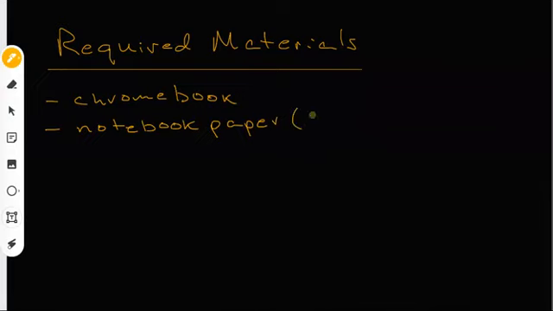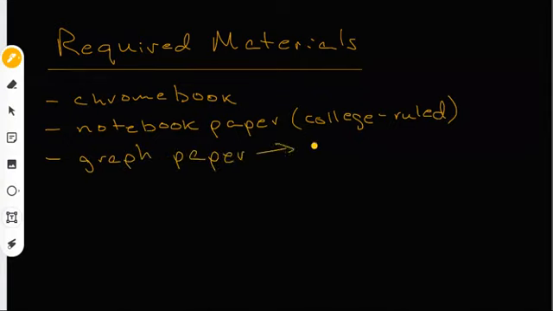Usually, I tell the kids to get the college ruled notebook paper. You can fit a whole lot more on the college ruled paper than you can on the wide ruled. But I'm not going to not accept it if it's not on college ruled notebook paper. But I do recommend that. You're also going to need graph paper for when we start graphing. The only place I've ever found this graph paper stuff is either at Walmart or Amazon.